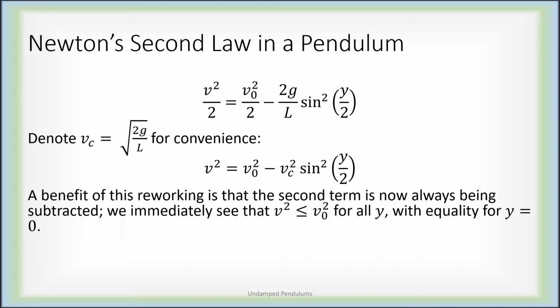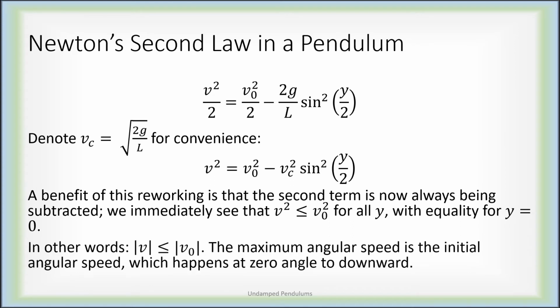So the only way that our current velocity can actually equal our initial velocity is when y equals 0, when we are at the bottom. So in other words, our velocity cannot exceed in magnitude our initial velocity. The maximum angular speed is the initial angular speed, which happens when you are pointing straight down.